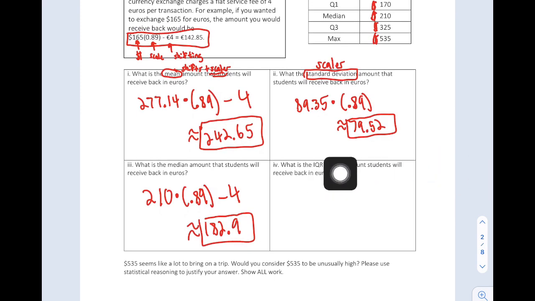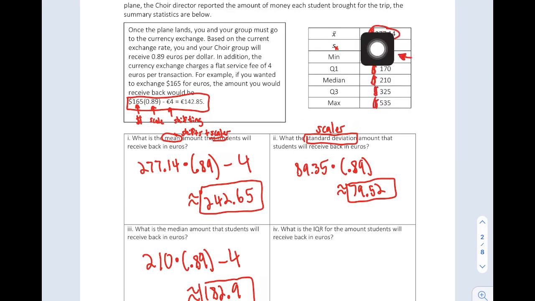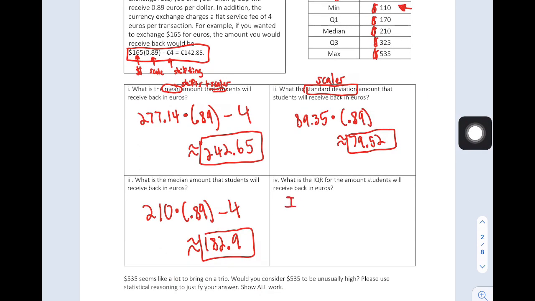Now the interquartile range, a little interesting, but what we could do is figure out what the interquartile range is in terms of dollars. So the IQR in terms of dollars, remember, is Q3 minus Q1. So let's say 325 minus 170. And that gives us a value of $155. So the interquartile range for dollars is 155, but we want that in terms of euros.